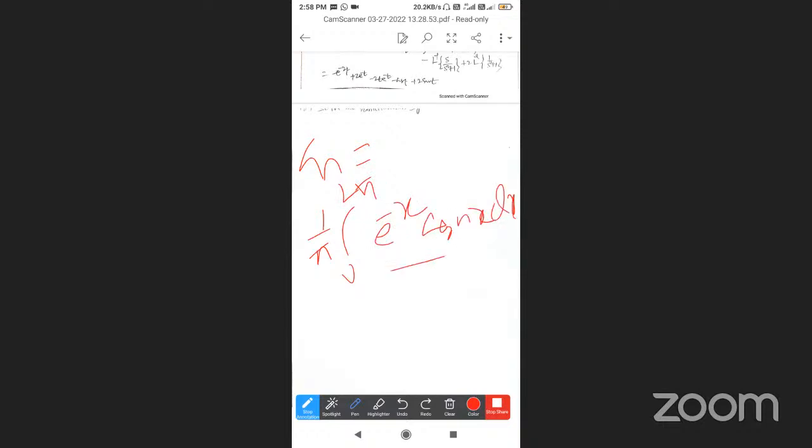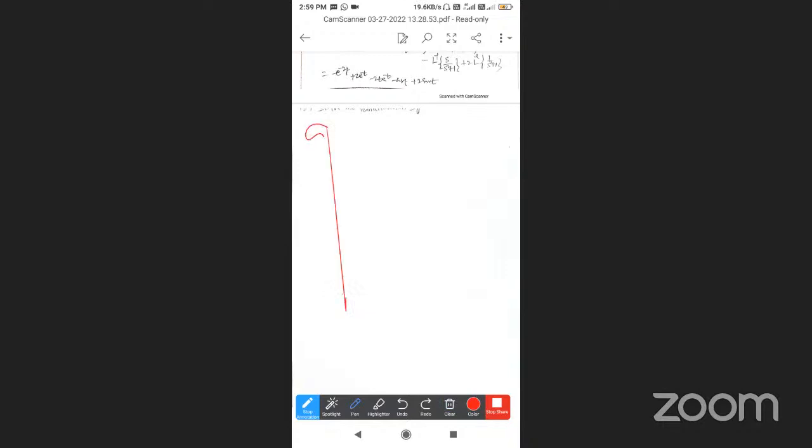We already have this type of formula in the results. The intermediate formula: the integral of e power of ax into cos bx is equal to e power of ax by a square plus b square, into a cos bx plus b sin bx. Using this formula we get the result for an.